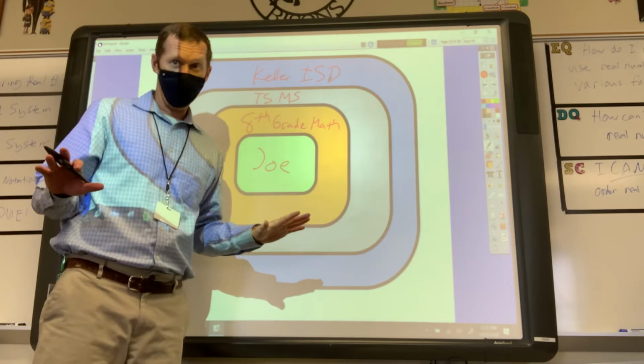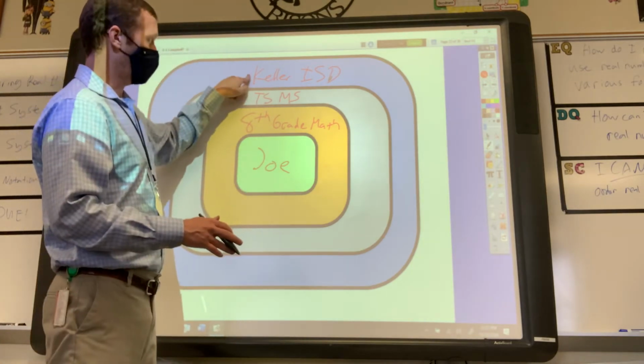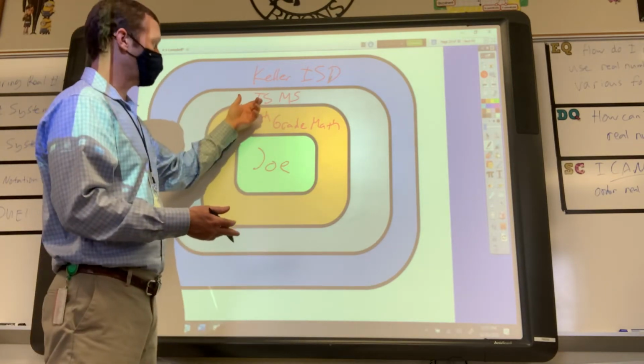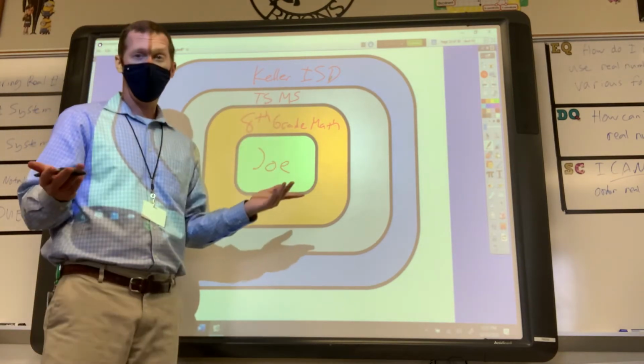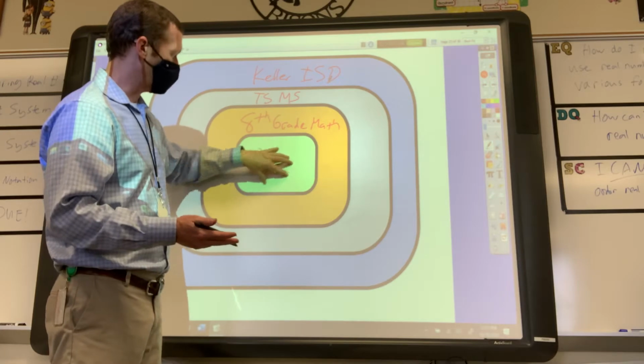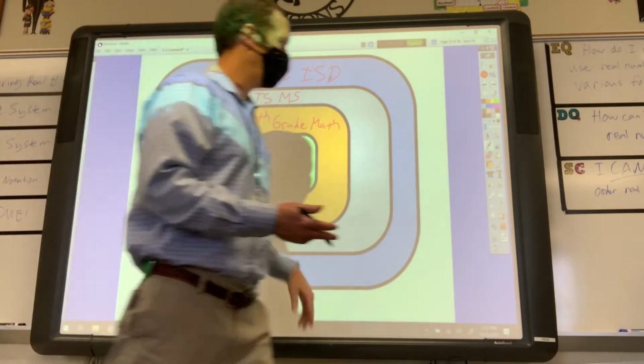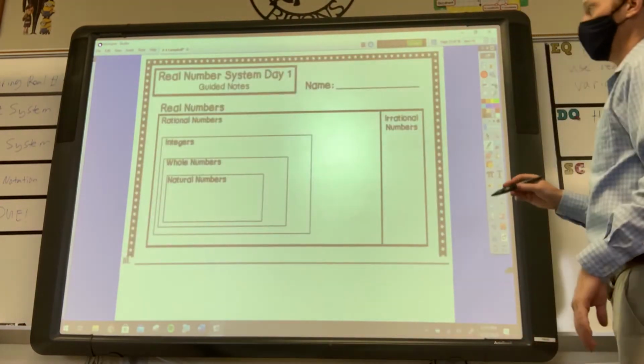But you can't go the other direction. You can't say, well, all Keller ISD students are named Joe. That wouldn't work. Or all Trinity Springs Middle School students are in 8th grade math. That wouldn't work. This is the central truth, and it is included in all the bigger truths. So keep that in mind when you think about the real number system right here.